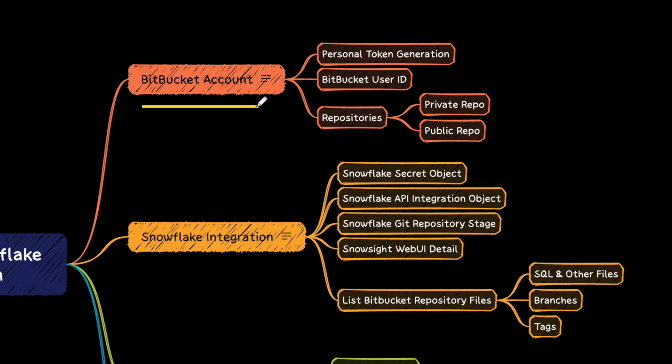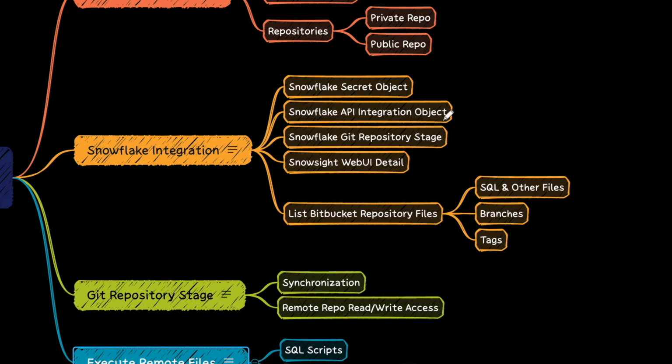We completed this part, and now let's go to Snowflake Web UI to start the Snowflake BitBucket integration. Let's quickly review what we are going to do. We are going to create a secret object, followed by an integration object, followed by a Git Repository Stage object, and then we'll validate all the detail through Snowsite Web UI, and we will also run a couple of SQL commands to understand how to fetch branches, tags, and see the files through SQL command from our BitBucket repository.